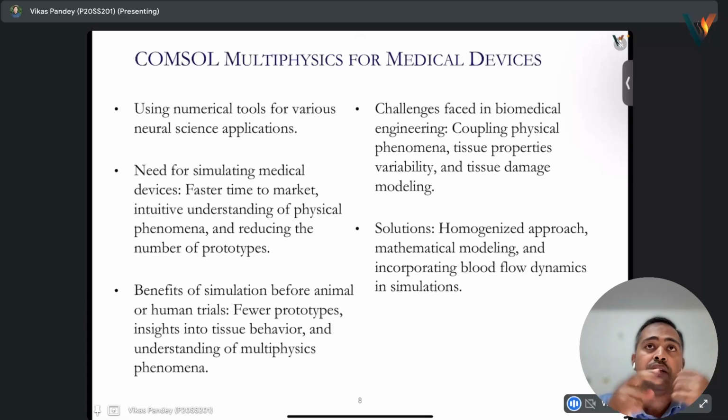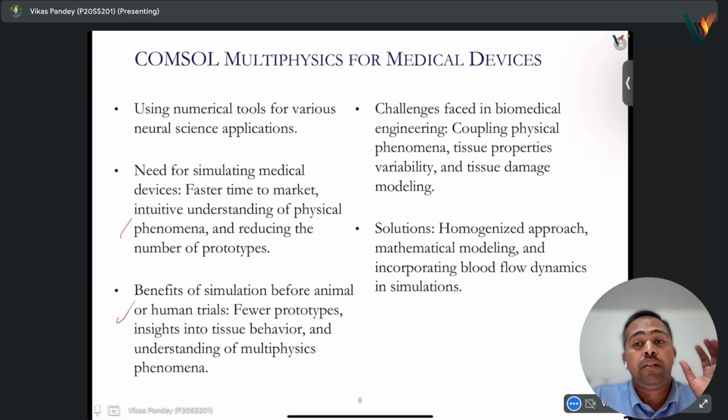Many times it happens that something is working, but why is it working? That again requires a different study. Then as I said, we will reduce the number of prototypes. We will narrow down towards some specific ways that will work, and so we will have a lesser number of prototypes to try. We don't need to go for more trial and errors in the physical world.